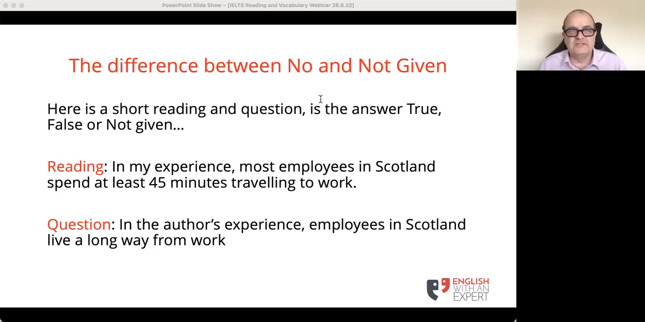So what do you think? Is this yes? Is the answer no? Or is the answer not given? Put your answer in the chat box. What do you think?